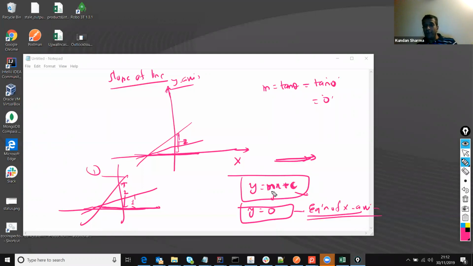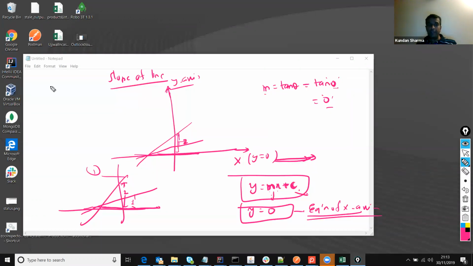And what is the value of m? M is tan theta. We said that theta is 0. So the slope m is also 0 and c is also 0. So 0 times x plus 0, so this becomes y is equal to 0. Is it clear? Yes. So we can say that the equation of x-axis is y is equal to 0. Is it clear?